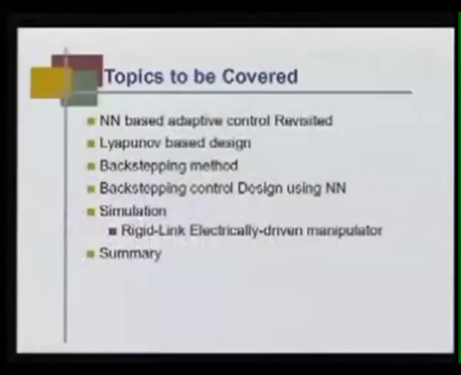We will be covering the following topics: neural network based adaptive control, Lyapunov based controller design, the backstepping method, and backstepping control design using neural network. We will apply this method to a rigid link electrically driven manipulator through simulation, and finally the conclusion.